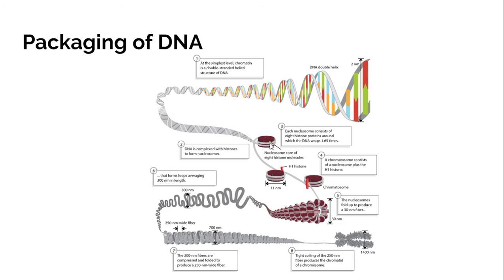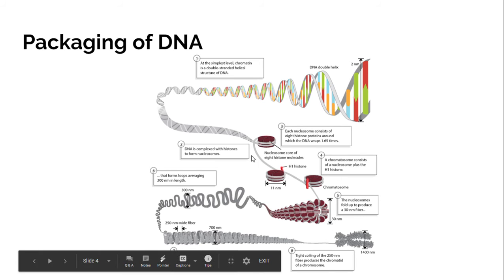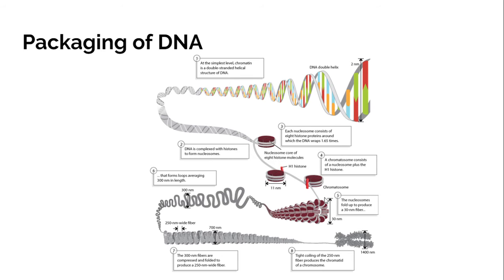These bundles and DNA together form a structure that looks kind of like beads on a chain. The beads in this instance are called nucleosomes, and the chain between them is called linker DNA. Each nucleosome, or bead, has a diameter of 10 nm.